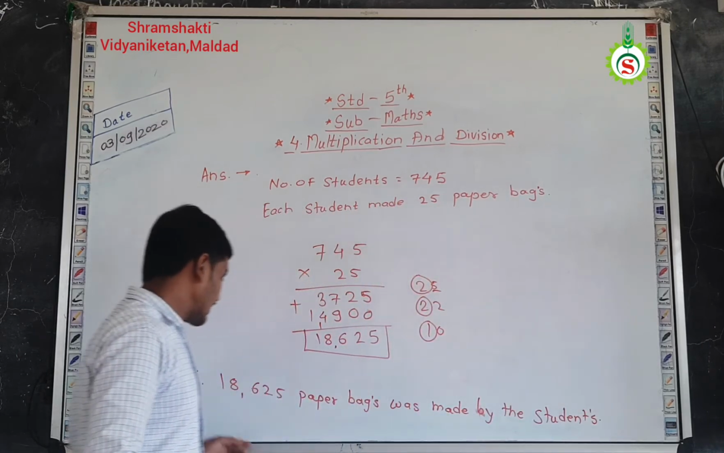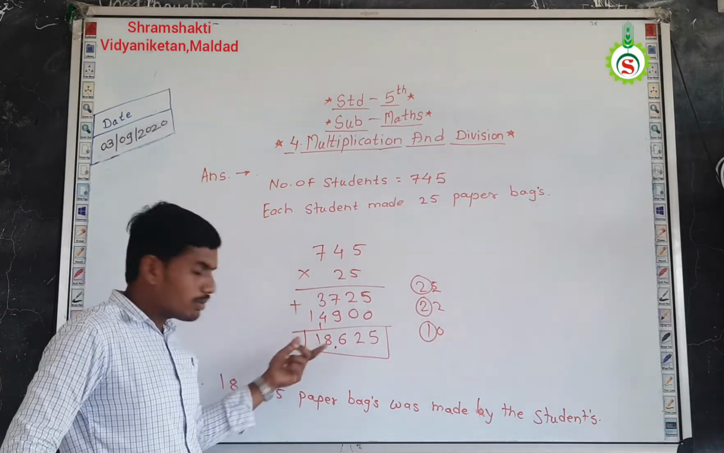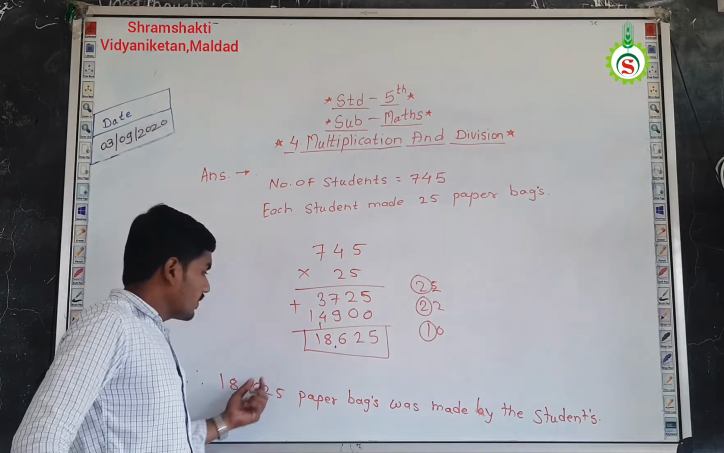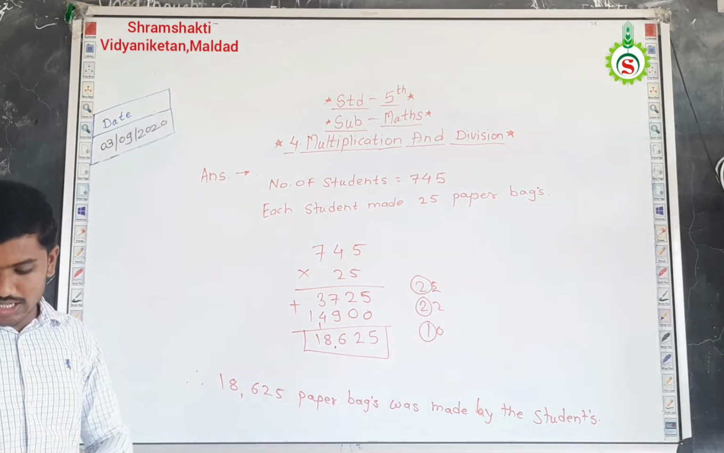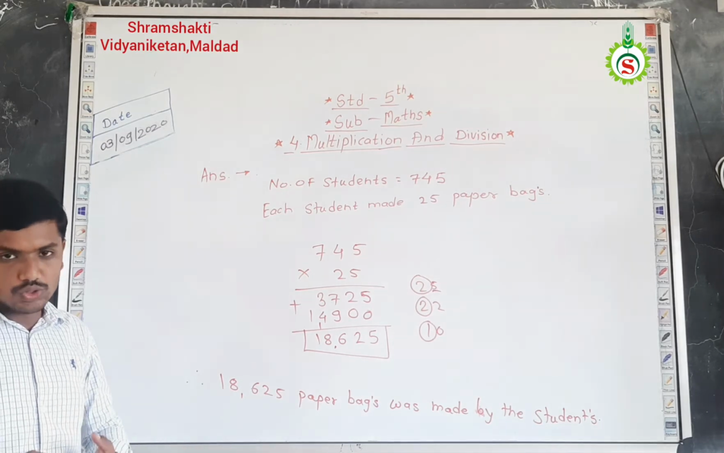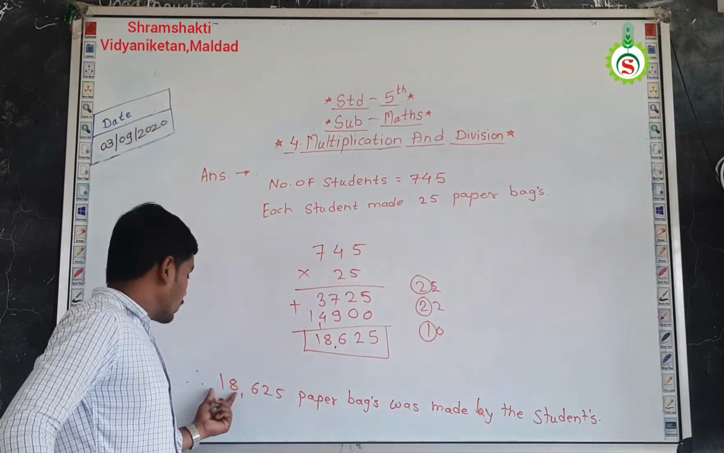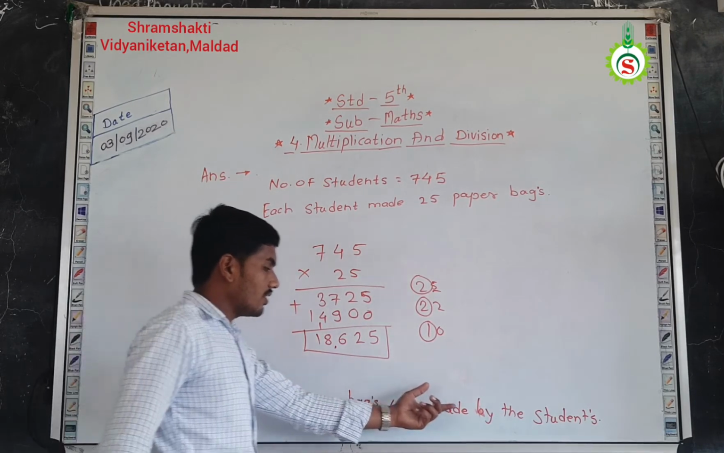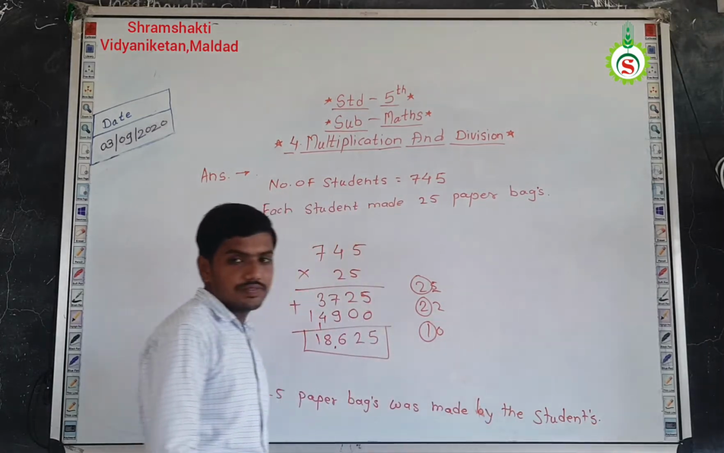Like that, I can write the answer. I have got the answer here, but as this is the word problem, I have to write the answer in a sentence. So instead of what they have asked, what was the total number of bags made? So instead of what was, I have written the answer. So 18,625 paper bags was made by the students. Okay. That is nothing but our answer.